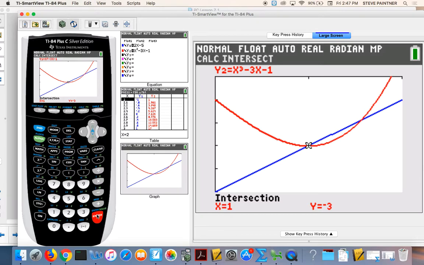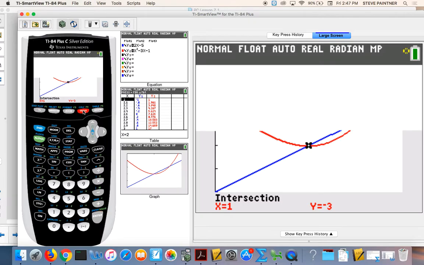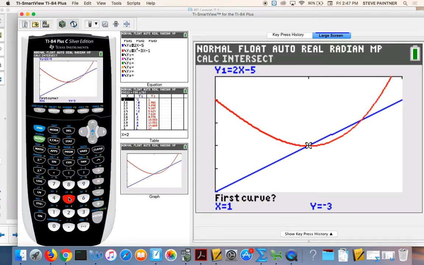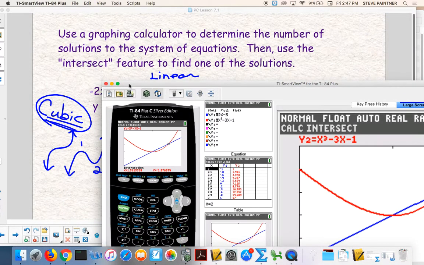Now you have to find the other intersection point. So you're going to have to hit second, calculate, 5 again, and then you slide over to the other one. So then you just repeat the whole thing again. You hit enter, you hit enter again, and then you hit enter again, and it tells you the next one is 1.56, comma, -1.888. Okay? And that's how you use your graphing calculator.